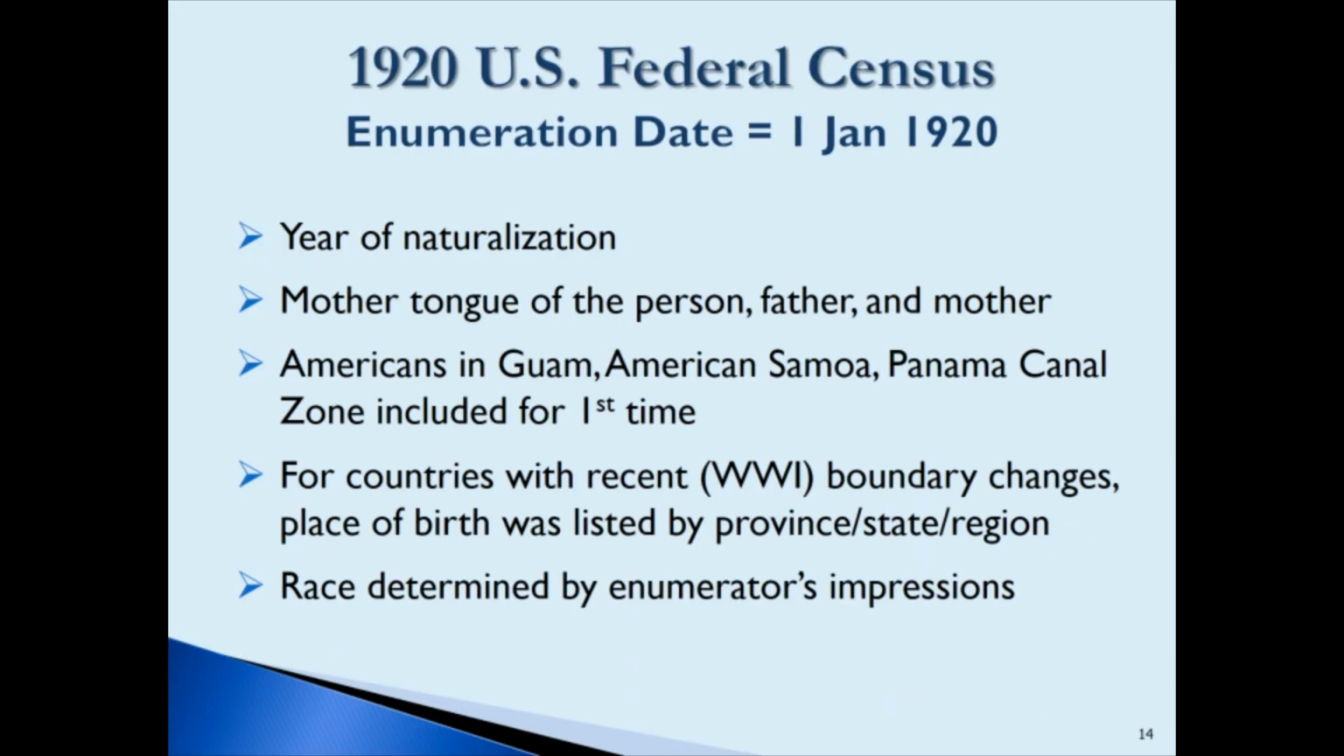The 1920 U.S. federal census represents the nation's focus on the U.S. military, overseas territories, and the changing boundaries in Europe after World War I. Enumerators were to record an immigrant's year of naturalization as well as the language spoken. Immigrants and children of immigrants were asked to provide the specific province, state, or region of their birth and of their parents' births.